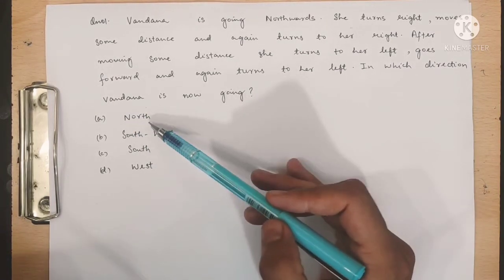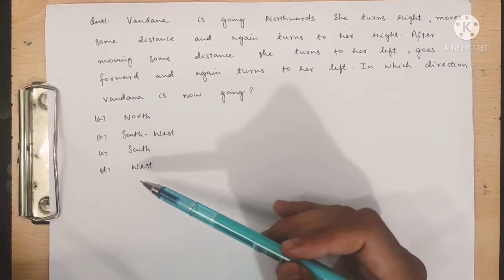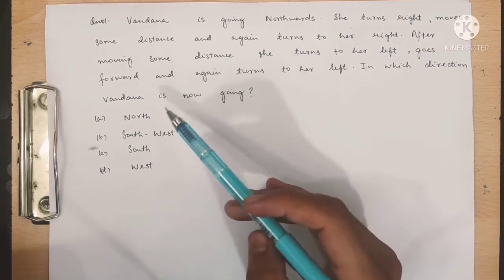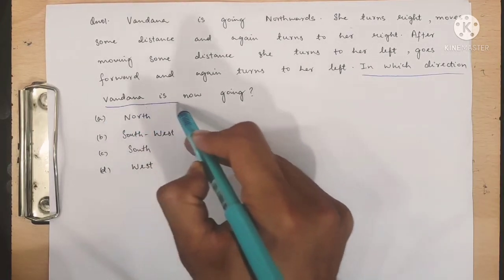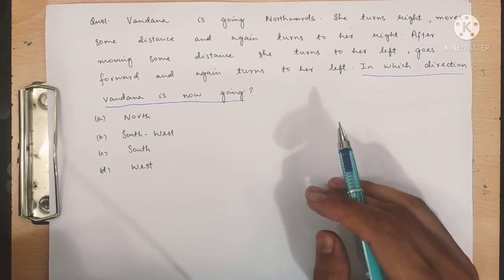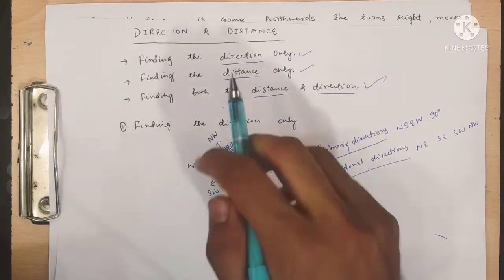So basically we have options here: north, southwest, south and west. What we have to find is in which direction Vandana is now going. So we have to find the direction, that I told you here. So finding the direction only.